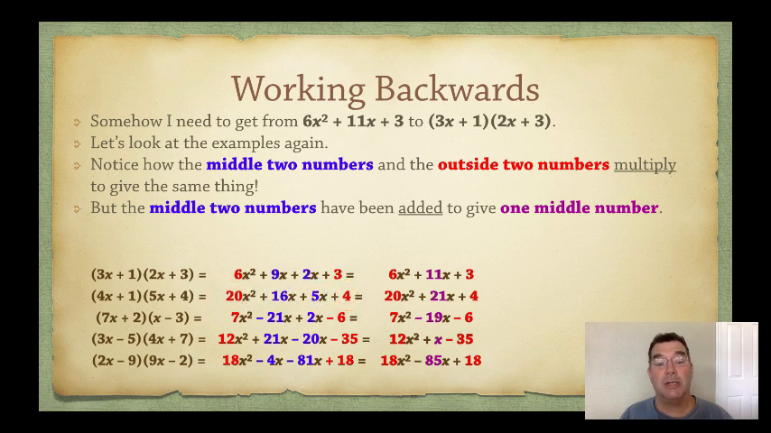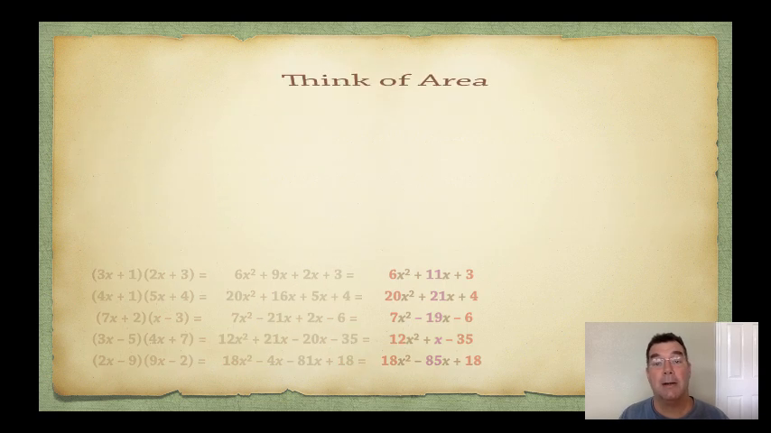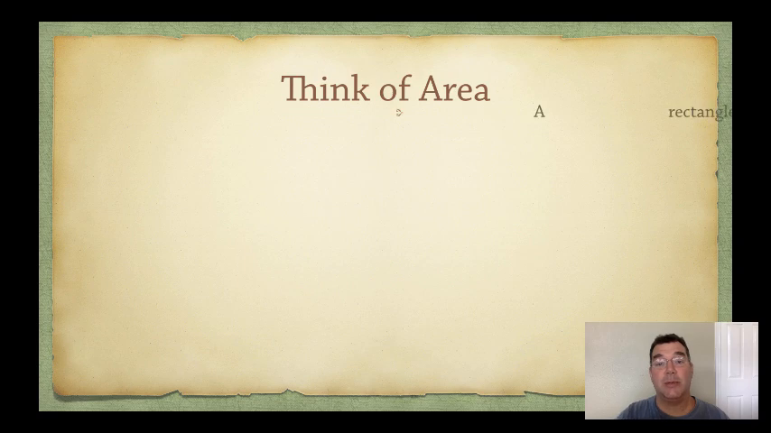And what you also need to notice is that those two middle numbers, which are in blue, had to be simplified to give one middle number. So in order to factor these, I need the two numbers that multiply to give the same thing as the outside numbers when they're multiplied, and the two numbers have to add to give that number that is in the middle. All right, so let's think of area like we did with the last lesson.